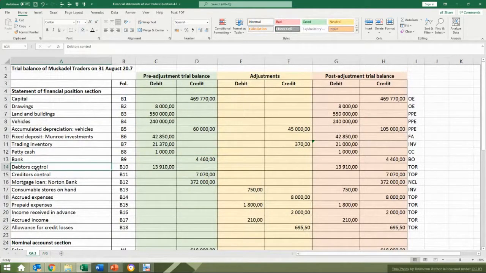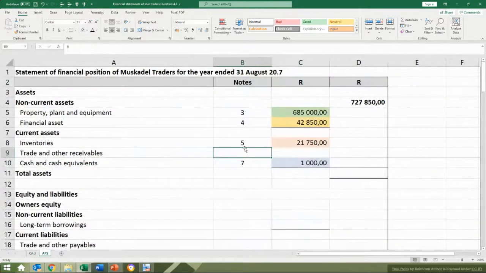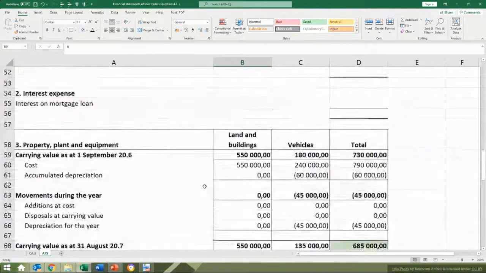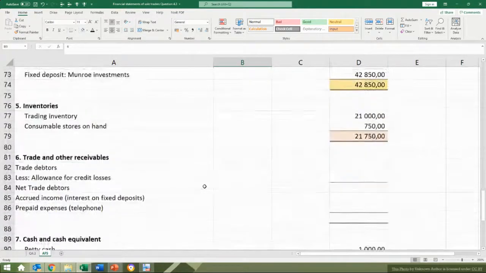Then we've got debtors control. Now debtors control as well as accrued income, those would be seen as trade and other receivables for disclosure purposes. So if we go to trade and other receivables, we would have done a note for that as well. So let's go to trade and other receivables note first.